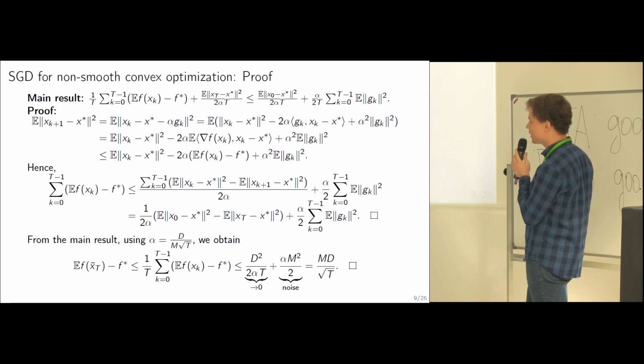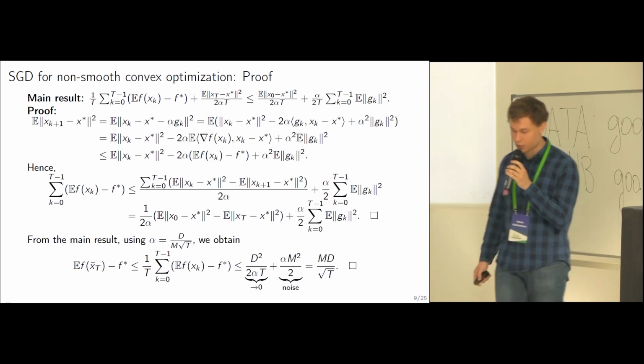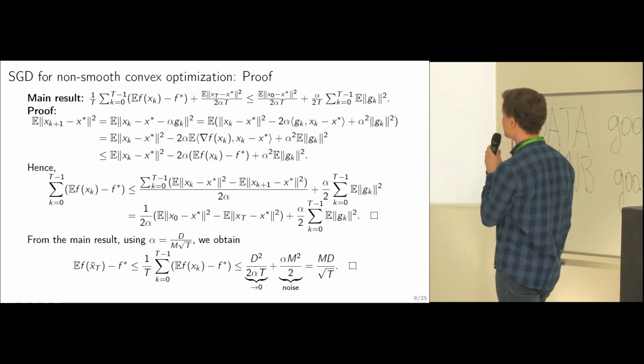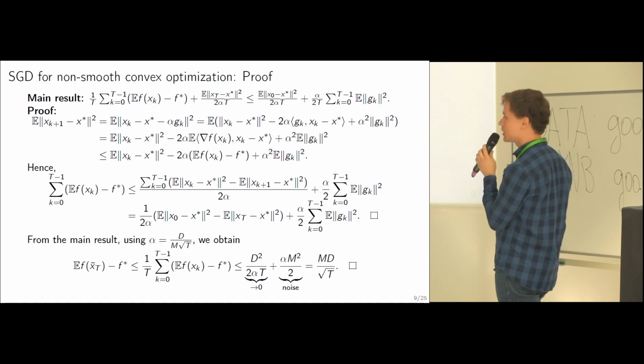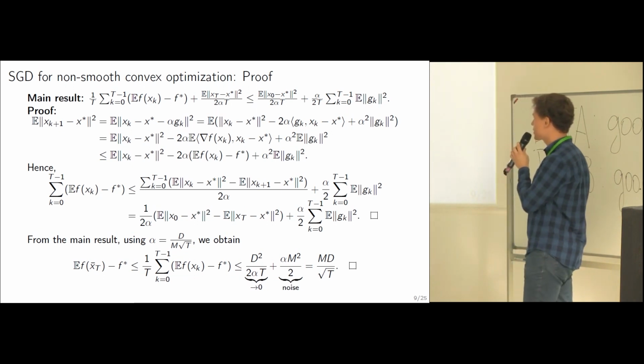This will be important later in the second part of our talk, where we will talk about how we can reduce the noise and obtain faster methods for solving a particular case of a stochastic optimization problem.